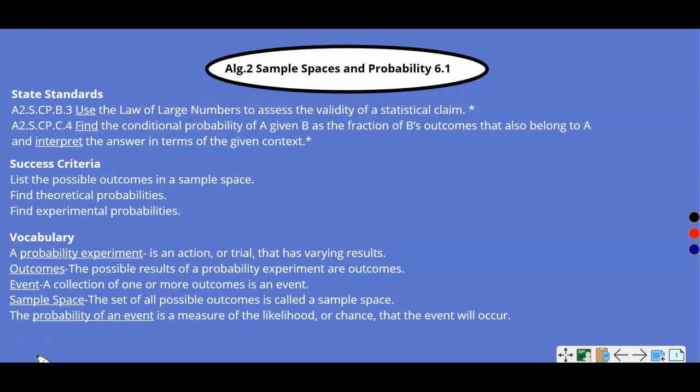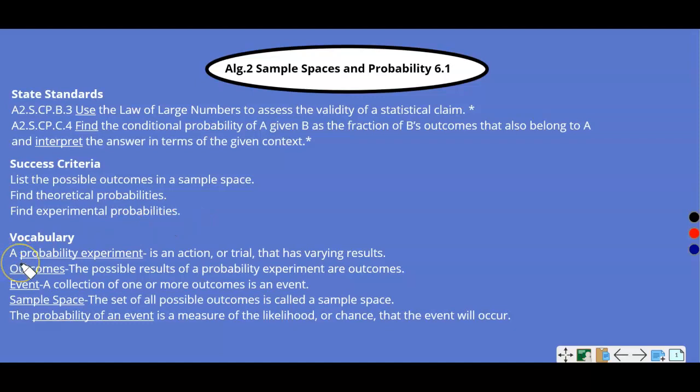Today we're going to talk about sample spaces and probability. Here at the top, you'll see the state standards that are listed and the success criteria. So to be successful in this lesson, you need to be able to list the possible outcomes in a sample space. You need to be able to find theoretical probability, and you need to be able to find experimental probability.